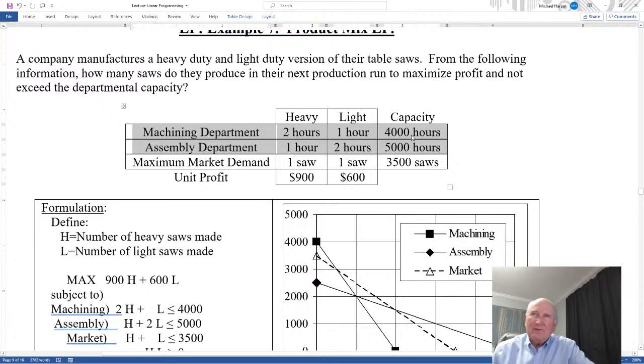Now, people say 4,000, 5,000. Yeah. Well, machining department, assembly department for this company, they make a lot more products than just table saws. They do a lot of stuff. And so it says, okay, it's your turn, table saws. Okay, you only have that many hours. That's it. You can machine it. You can assemble it. Machining's moving on. That's all you have. How many of each do you make to maximize your profit?